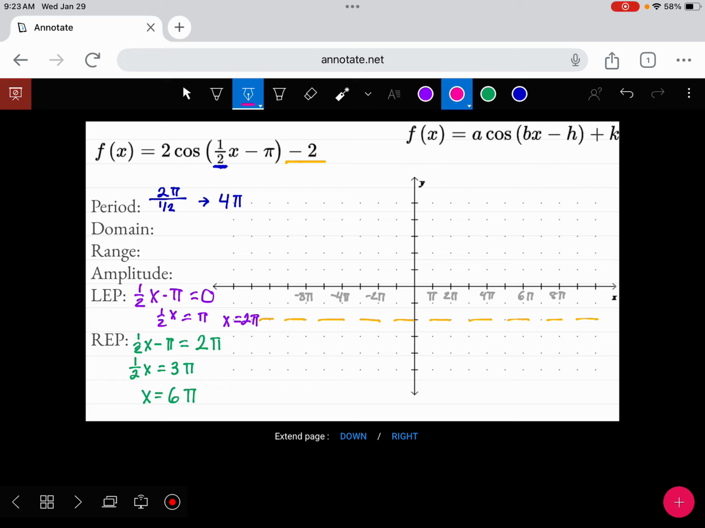Then we need our amplitude. We need that piece too. And it's the number in front over here. It's that 2. And what that tells me is my cosine, which normally starts at 1, is not going to start at 1. It's going to start 2 above the center.